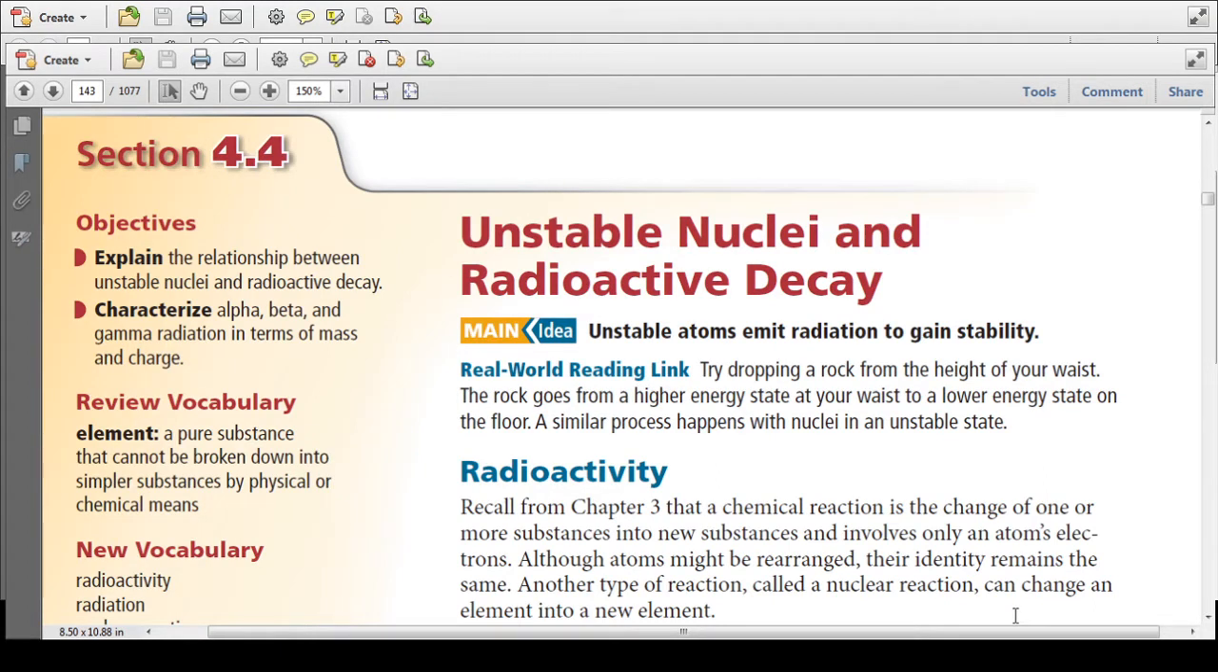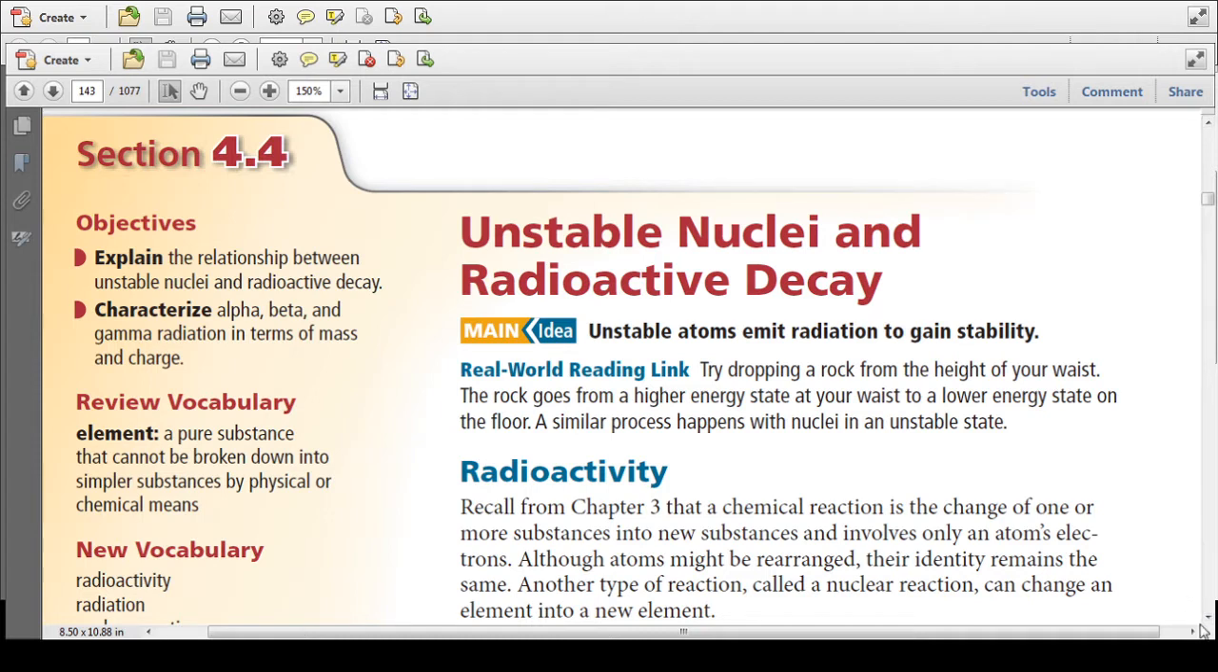The structure of the atom, section 4.4, unstable nuclei and radioactive decay. The objectives of this lesson are to explain the relationship between unstable nuclei and radioactive decay, and to characterize alpha, beta, and gamma radiation in terms of mass and charge.